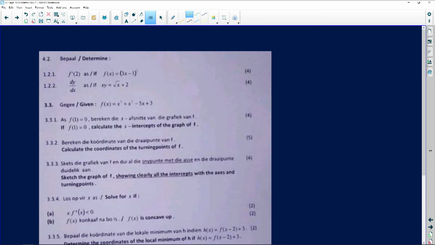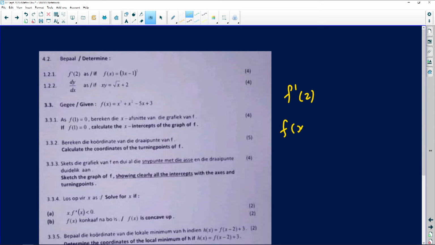This one reads as follows. It says, first of all, you need to determine f prime of 2 if f of x is 3x minus 1, okay? So we want to know the derivative when x is 2. Please keep that in mind. We want to find out the derivative when x is 2.